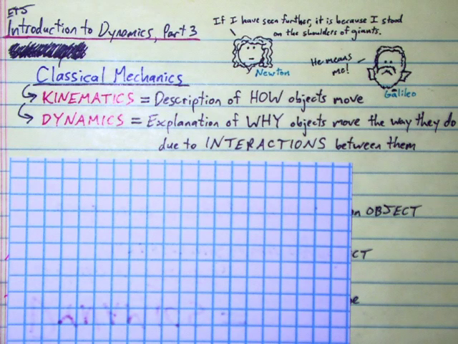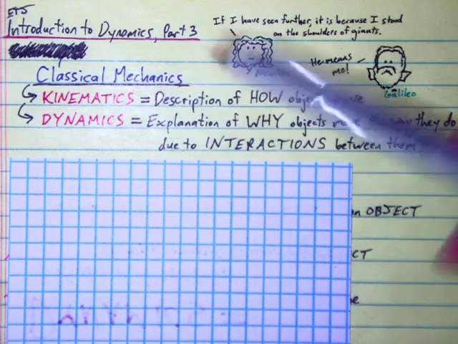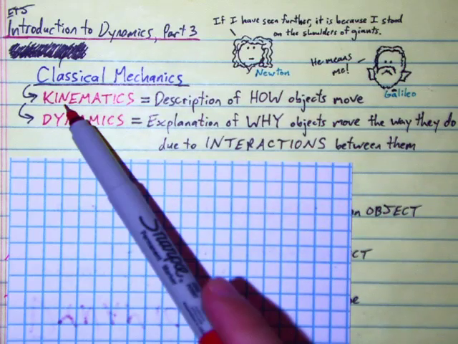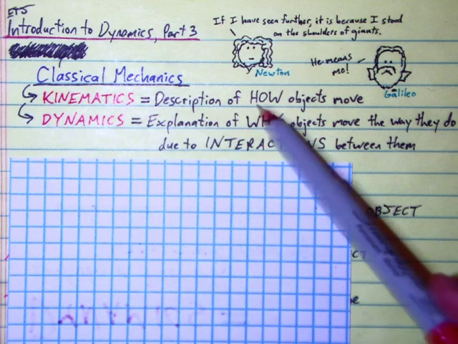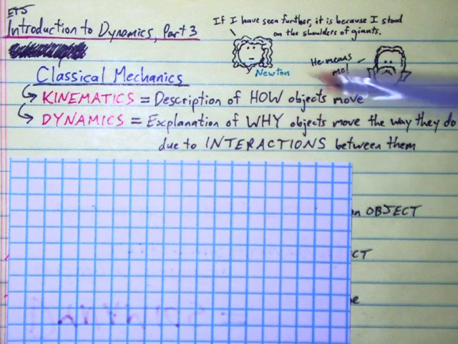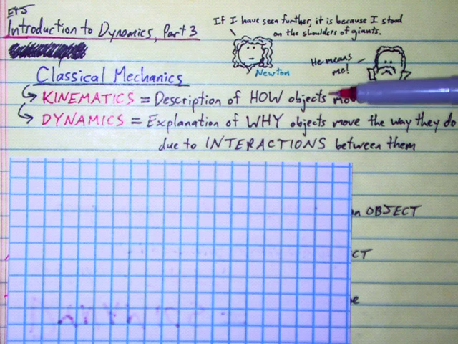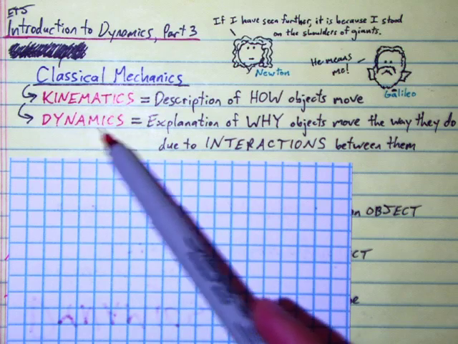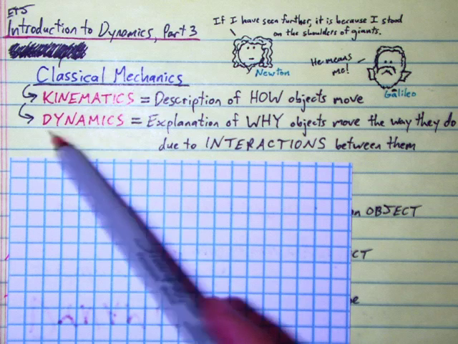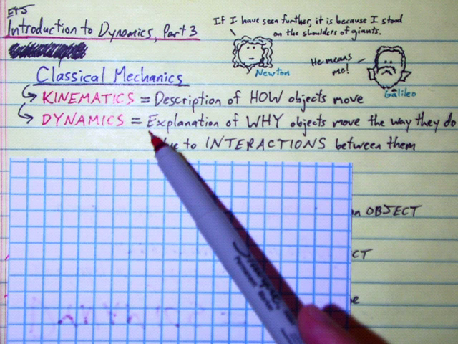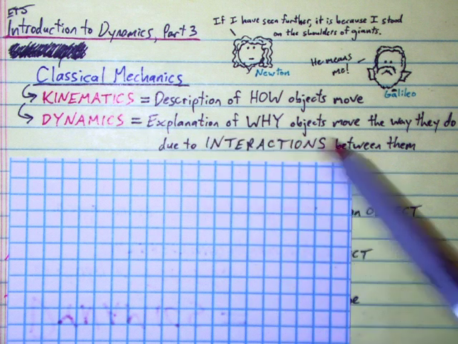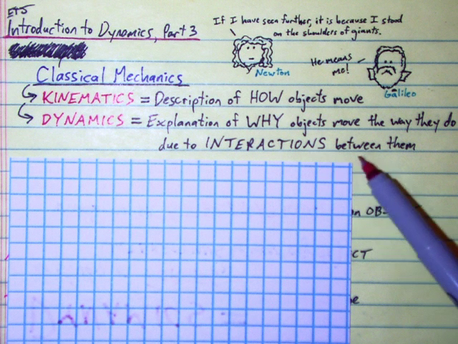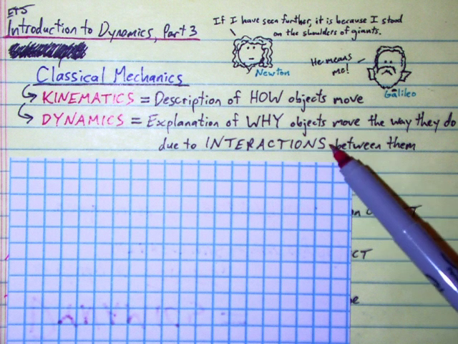Diving into Newton's theory of mechanics, we find that it consists of two main branches. The first, which we've been studying so far, is called kinematics. That's a description of how objects move, and it involves relationships between their positions, their velocities, and their accelerations. The second branch, arguably the more important one, is called dynamics. That is more of an explanation of why objects move the way they do, and of how the interactions between objects cause them to change their motion.